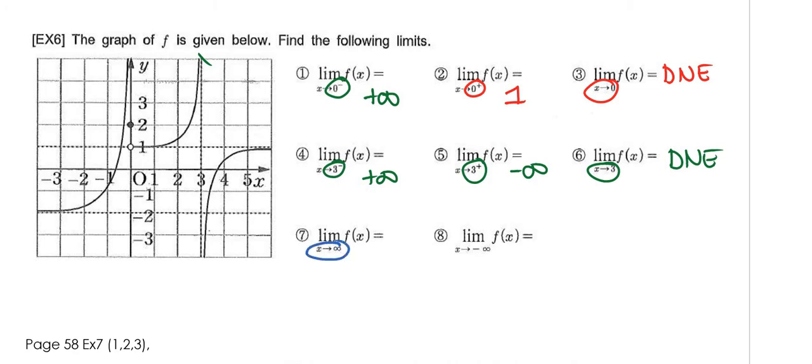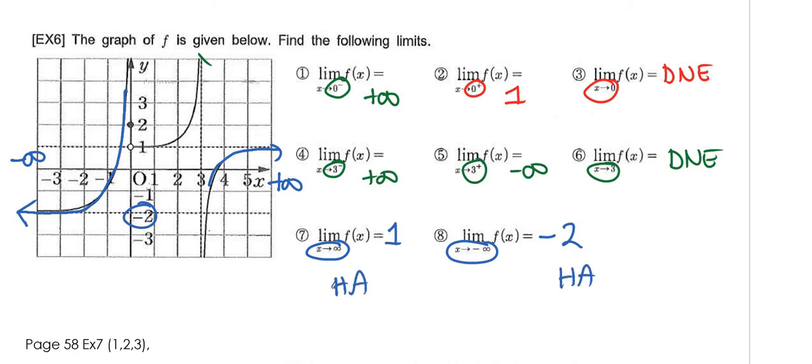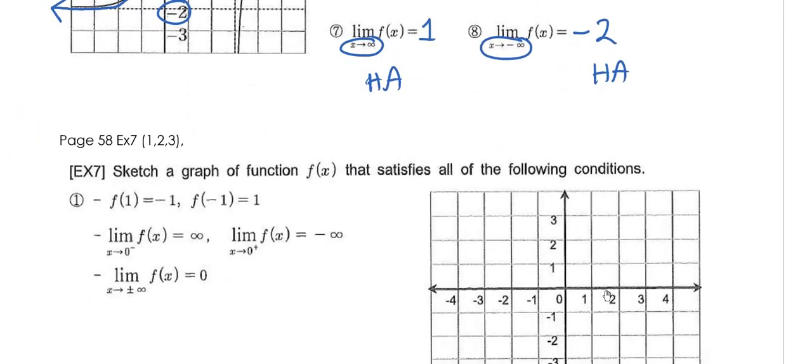As x goes to positive infinity, so positive infinity is over here, and if I go to positive infinity, I'm reaching a height of 1, so my horizontal asymptote is 1. And then for number 8, as x goes to negative infinity, so negative infinity is over here on the left-hand side. If you follow the graph, if I go to negative infinity, forever to the left-hand side, the height that I approach is negative 2. So this is negative 2 here. And this is also a horizontal asymptote, and this is also a horizontal asymptote. All right, let's move on to page 58 now, number 7.